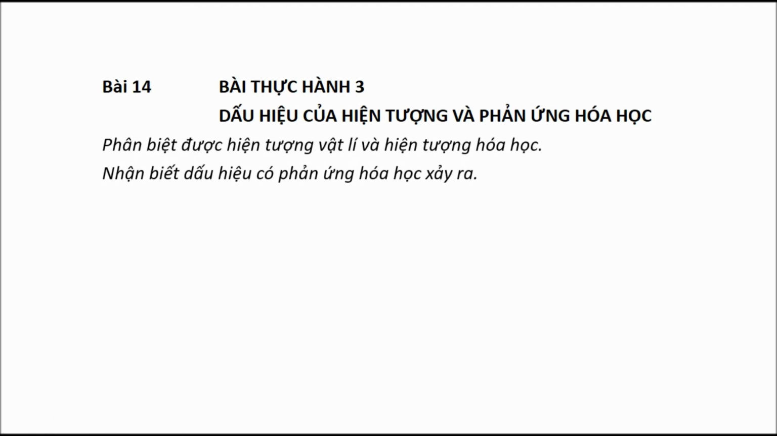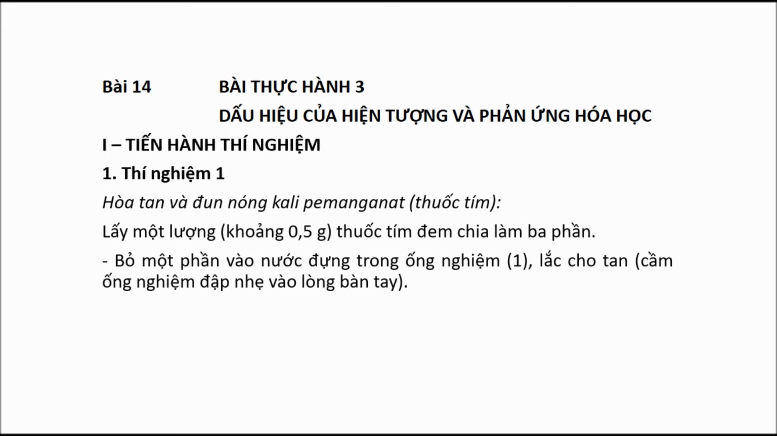Lesson 14, Practice 3. Signals of chemical phenomena and reactions. To distinguish physical phenomena and chemical phenomena, to recognize the signals of chemical reactions. 1. Conducting experiments. Experiment 1. Dissolve and heat potassium permanganate, a purple disinfectant. Take an amount of about 0.5 gram of potassium permanganate and divide it into 3 portions.